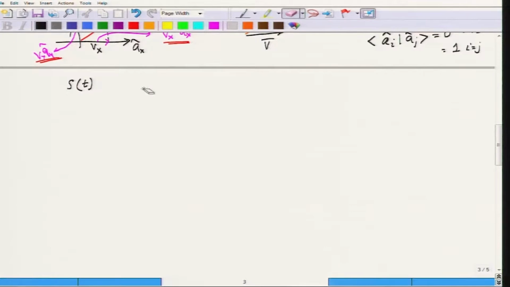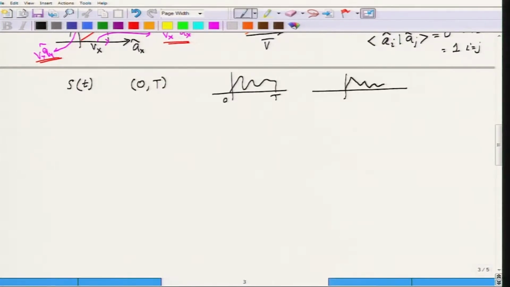I am considering this one to be a T-second signal, in the sense that over that particular time T, this signal s of t is described. It can have any shape. It could be, for example, this one between 0 to T, or you can have a vector which is, say, this case. All of these are assumed to be continuous and bounded.